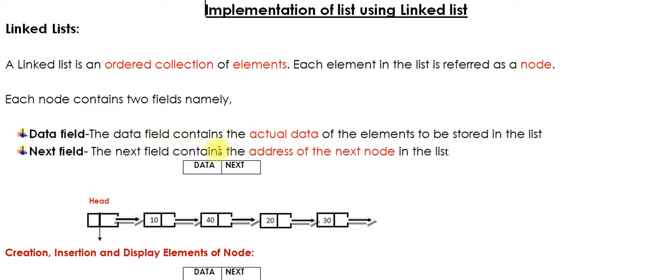So the node contains two fields. The first field is for data and the next one is for address. It will have the address of the next node.